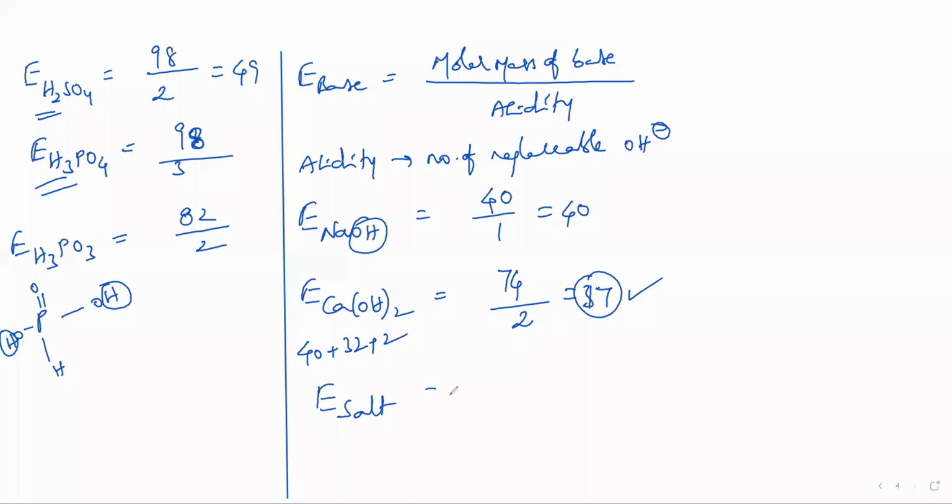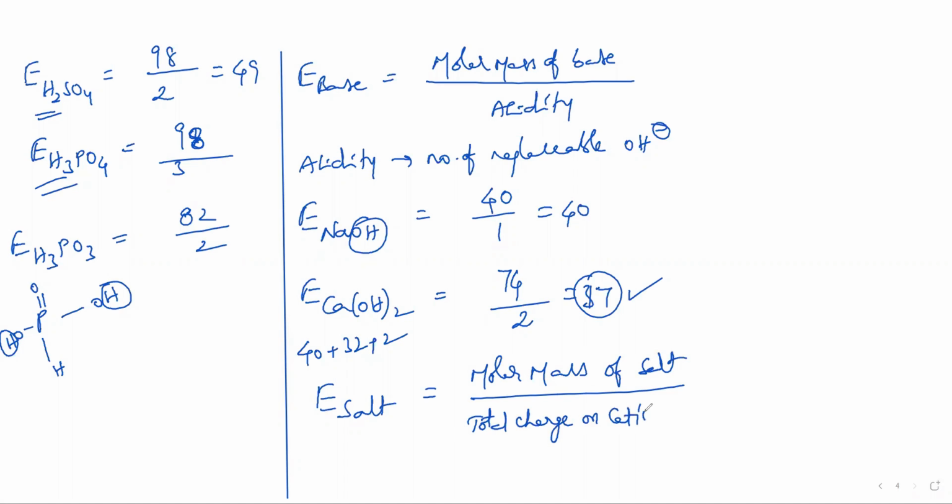Then equivalent weight of salt. Molar mass of salt by total charge on cation or anion. Total charge on cation or anion. So let us see. Equivalent weight of NaCl. We will get NaCl 58.5. The total charge on cation and anion, that is 1. So that is 58.5.